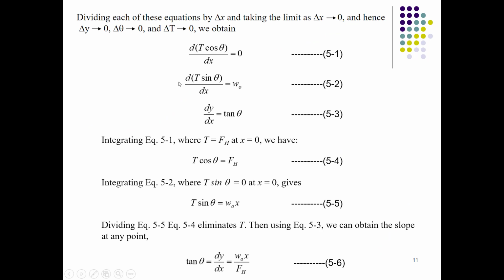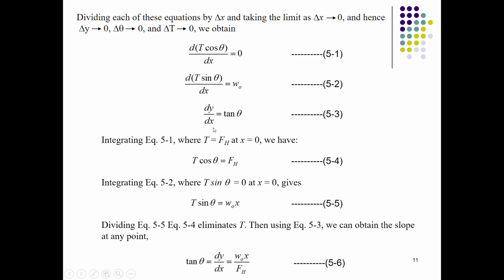From the solved example we can see that if we take the differential of T cos theta, it would be equal to 0. If we take the differential of T sin theta, it would be the intensity of that load. If we take the tangent, then we have to differentiate dy over dx, which is the slope.